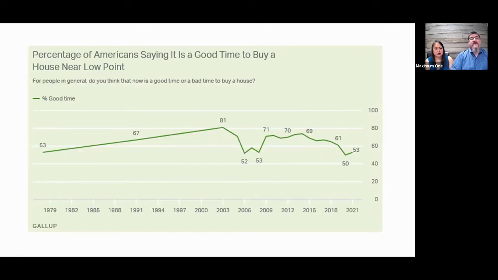Now, the other side of that is the percentage of Americans who say it's a good time to buy is really, really low. It has gone up a little bit. It dropped to a low of 50%, and it's at 53 right now. Well, I can tell you, we have buyers that just decided to take a break because of the competition out there. It's fierce in purchasing a home, and they feel like they're not getting the value for what they feel the house is worth.